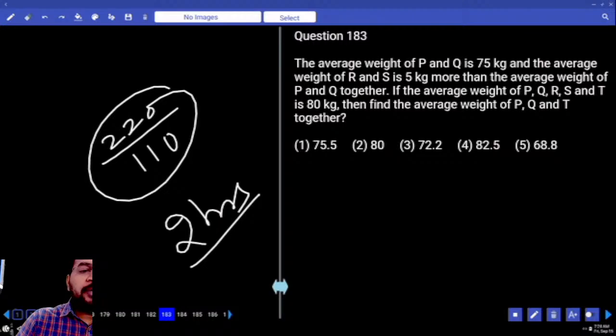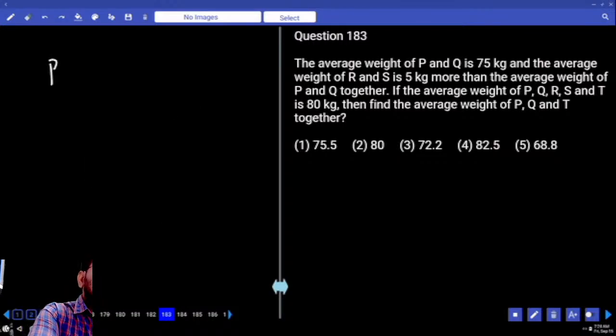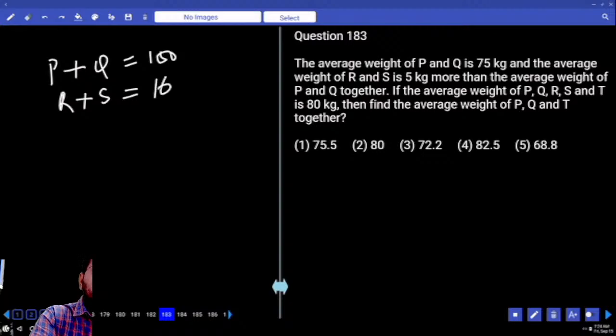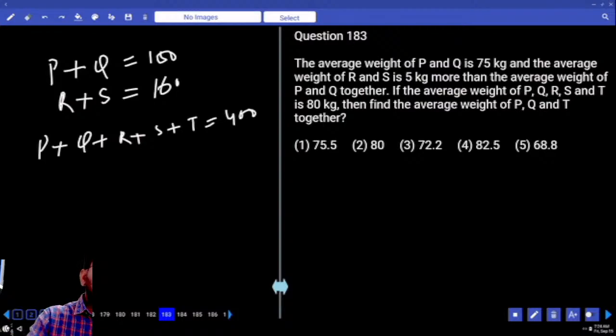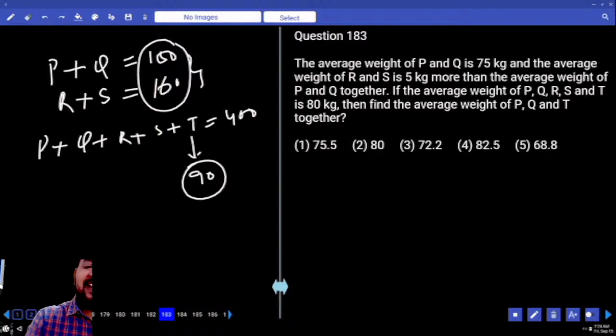The average weight of PQ is 75. Nana, average of PQ is 75. Sum is what, Nana? 150. Average of R and S is 5 kg more than the average weight of P and Q. R and S 5 kg more ante 80 na, 80 into 2 ante 160. If the average weight of PQRST, 5 members, 5 into 80 400. And PQRS is 310 na, PQRS is 310 na, then T is 90.